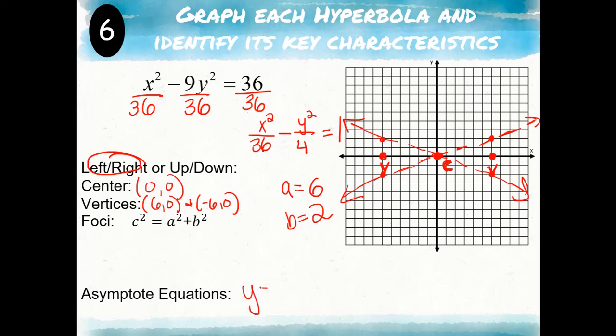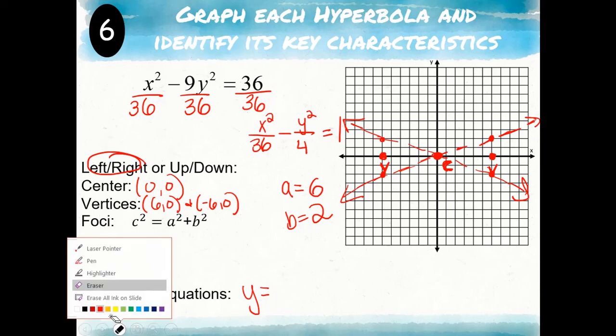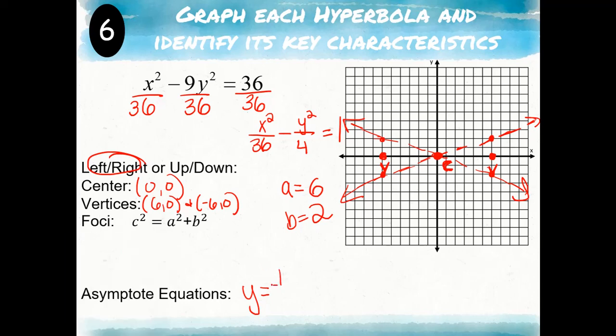So y equals, well, rise over run, right? 2/6, but that simplifies, right? So I'm going to change that to 1/3. And then, well, the y-intercept is 0, so I could just go 1/3 x. I could plus 0 if I wanted, but I'm just going to go 1/3 x.